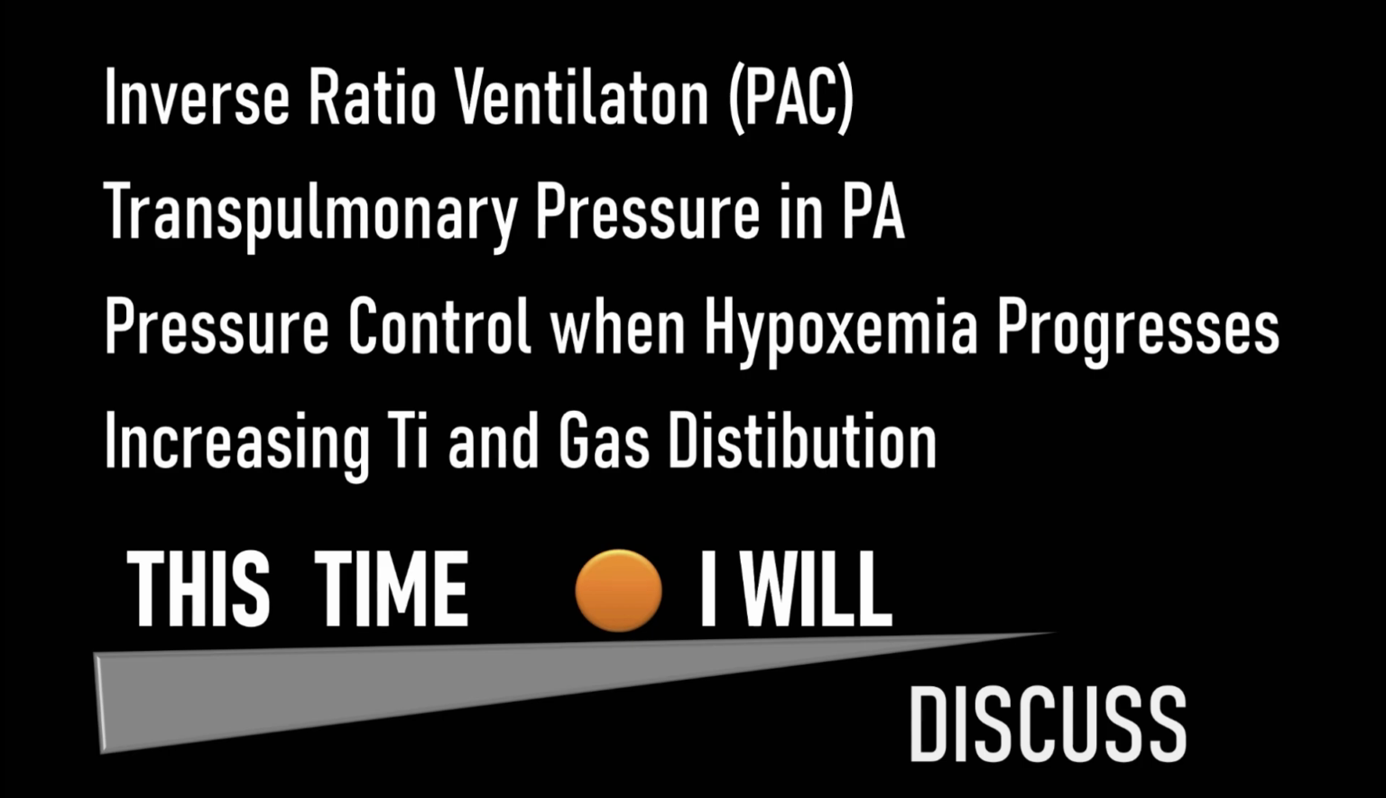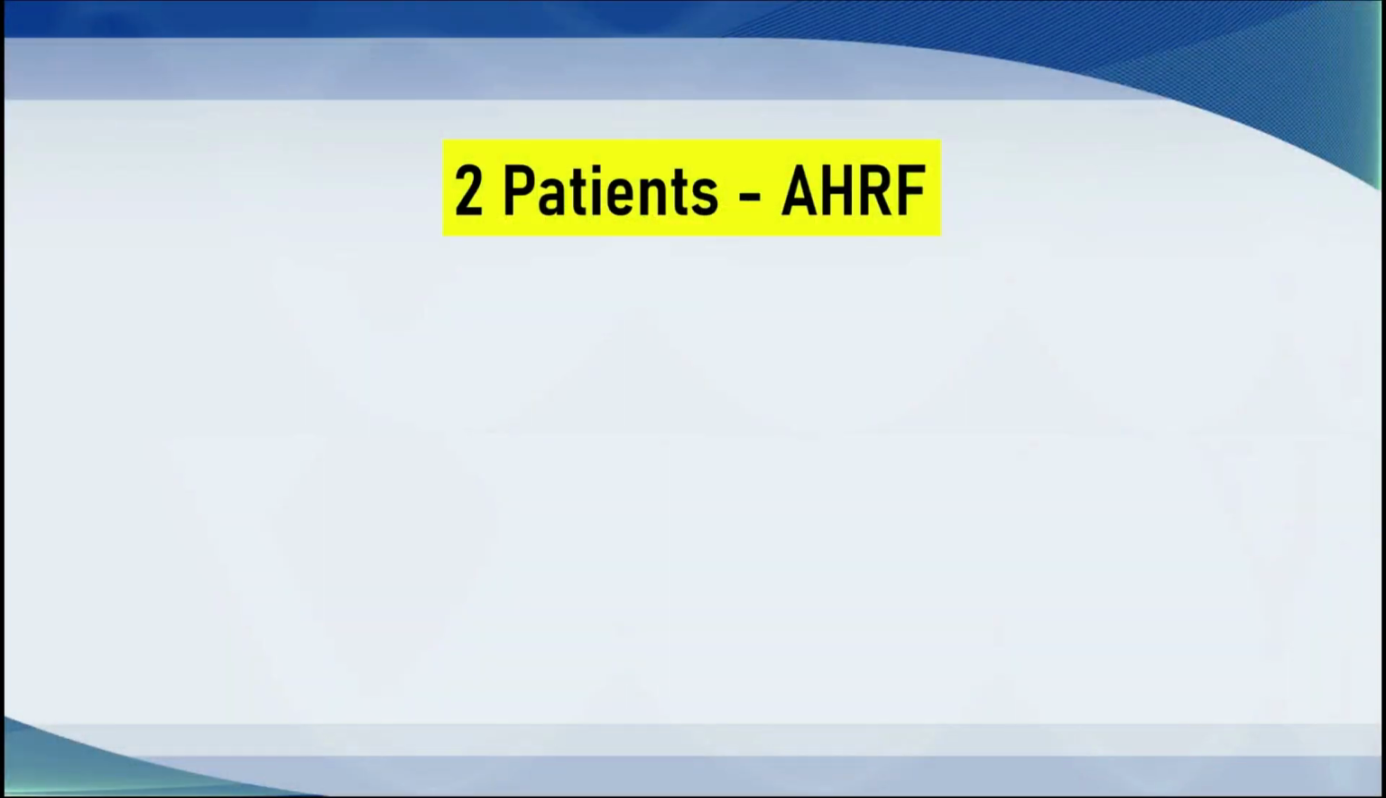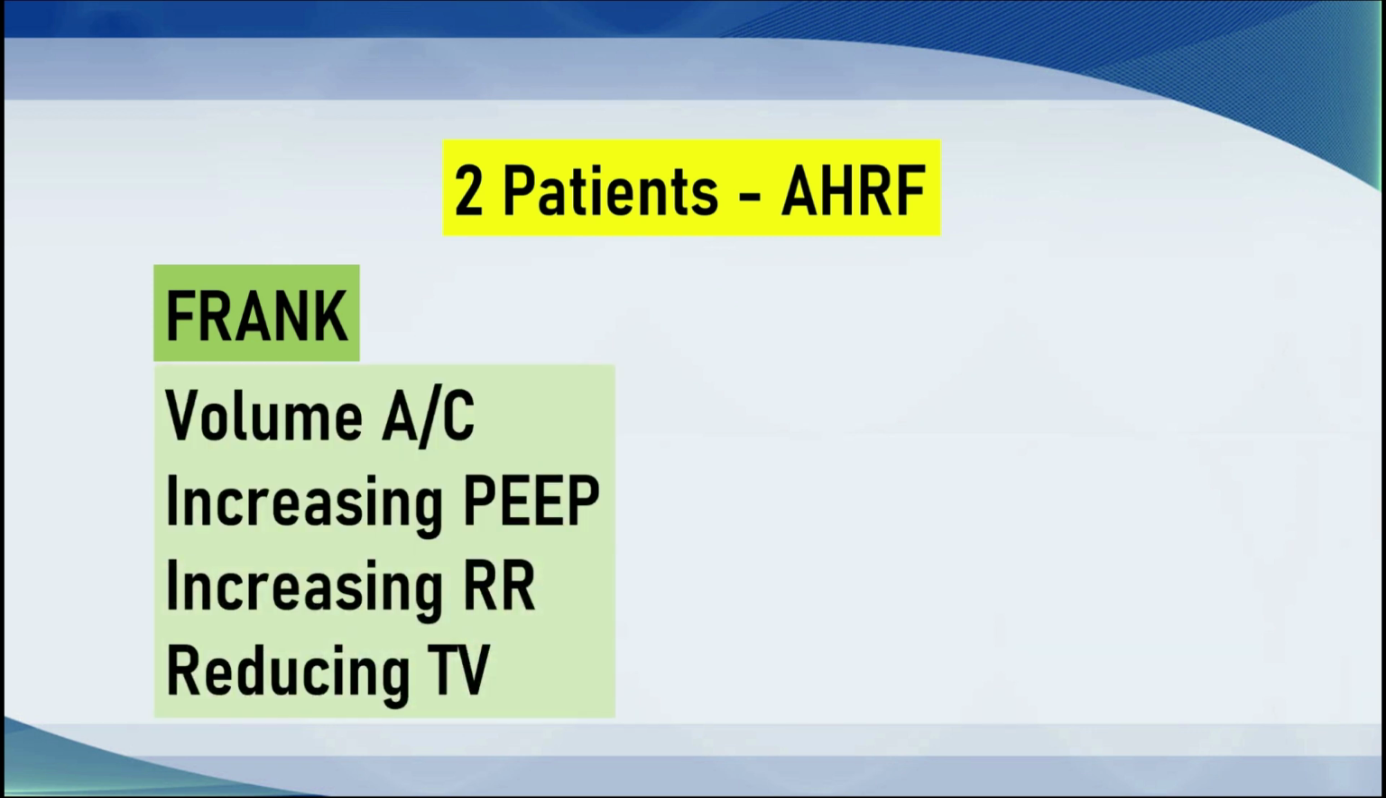You'll recall that so far in this series of tutorials, we've had two patients with acute hypoxic respiratory failure. Frank, who was admitted with a community-acquired pneumonia that deteriorated to the disease that we call acute respiratory distress syndrome, ARDS, and he was treated with volume assist control after he was intubated. And the pathway that he followed was that as he developed more and more hypoxemia, his PEEP level was increased according to a protocol.